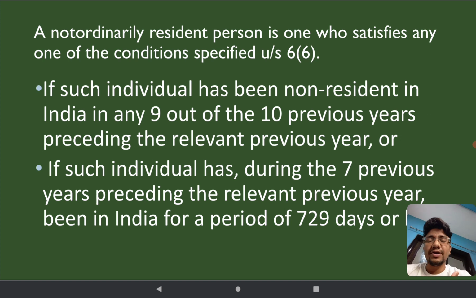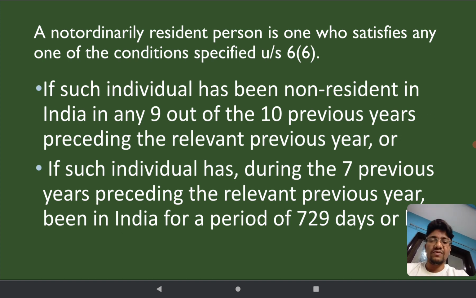What is not an ordinary resident? If somebody is resident in India, then we should check whether that particular person is ordinary or not ordinary. Somebody is an ordinary resident when he satisfies these two conditions, but when he does not satisfy them, he is not ordinary. So if such individual has been non-resident in India in any 9 out of the 10 previous years, so if you are resident in India for at least 2 years out of 10, then you are ordinary. If you're resident for just 1 year, then you are non-ordinary.